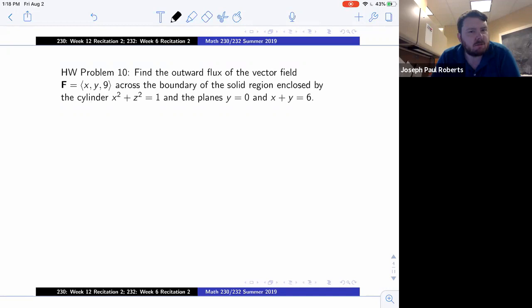Maybe it was last Tuesday. Anyway, I did an example sort of like this, so we'll get practice parametrizing it again. But then we're also going to want to set up and go through the flux on each of these pieces.